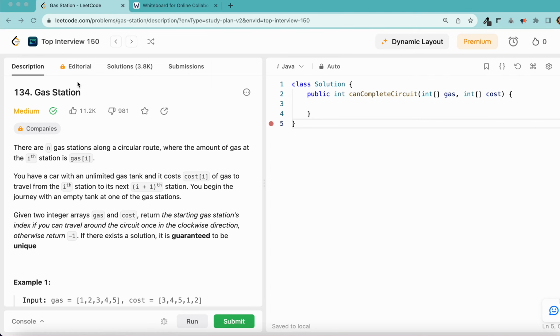Today we will solve one more LeetCode question which is under top interview 150 and this is under medium. The question number is 134, Gas Station. So without further delay, let's understand the question first.